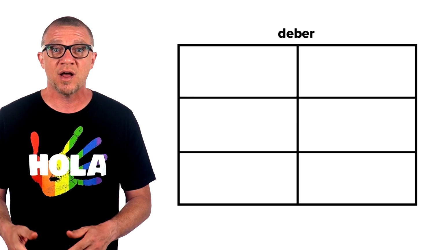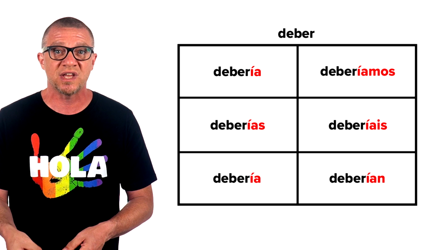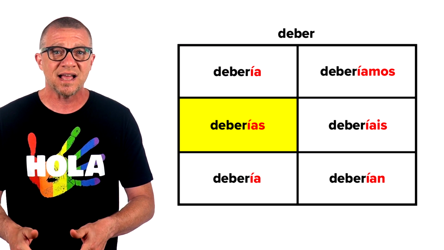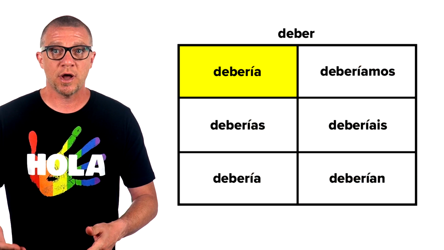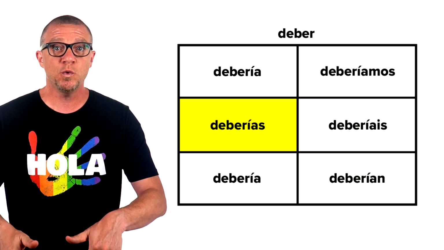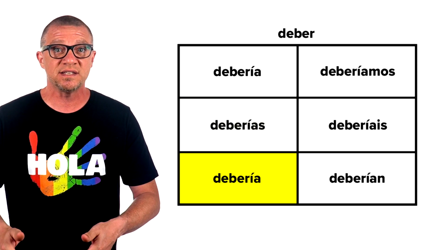We put deber up here and in all 6 boxes, then we add the regular conditional tense endings: ía, ías, ía, íamos, íais, ían. I would owe is debería. You would owe is deberías. He, she, it would owe is debería.